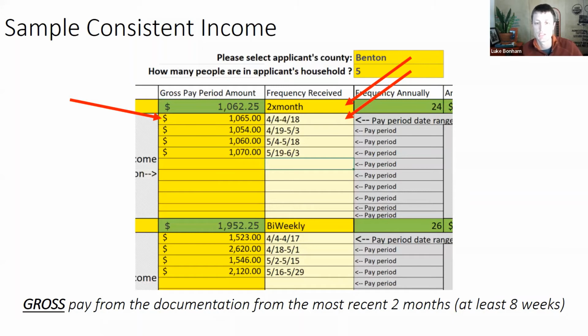Income documentation needs to be for at least the most recent 8 weeks. So a weekly pay period would need 8 pay stubs. 2 times a month and biweekly would need 4 pay stubs. And again, make sure that the gross amounts listed on the documentation are what you're putting into the income calculator.